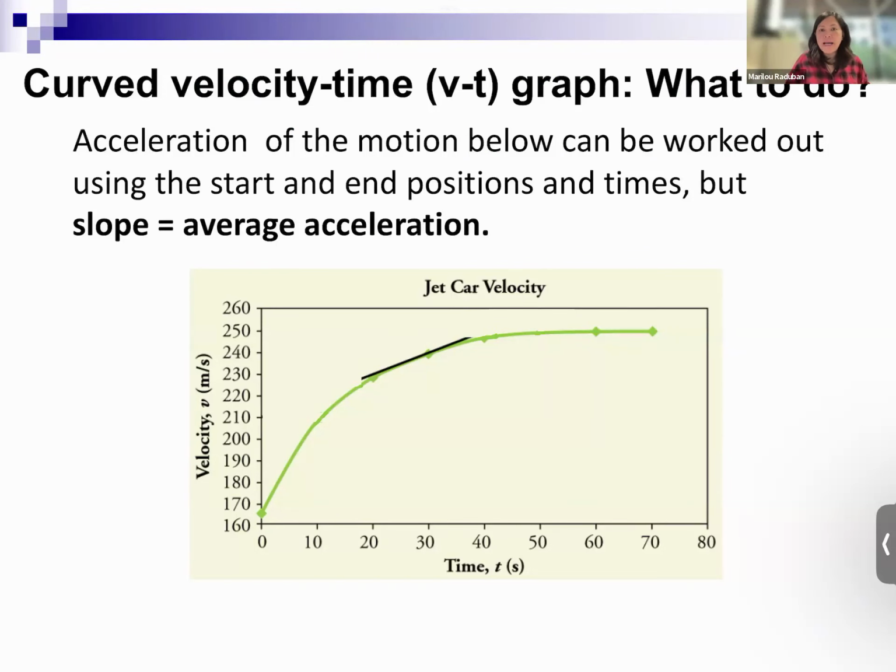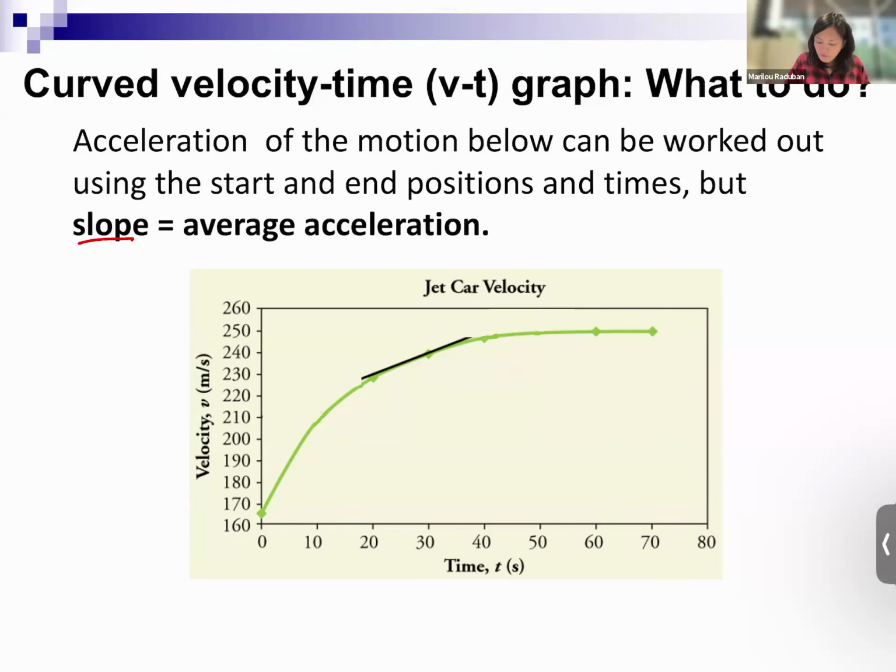Last time we also looked at how we can deal with motion graphs that are curved. The only difference is that last time the y-axis was position, and this time the y-axis is given as velocity. So what do we do if we're given a curved graph? Again, the key idea with motion graphs and slope is to pick 2 points along your graph and use those 2 points to calculate the slope, and that will give you the average quantity, in this case, average acceleration.